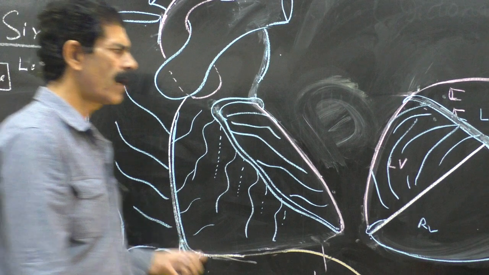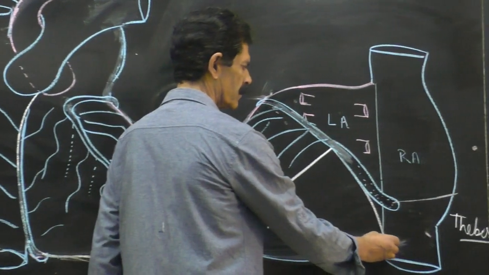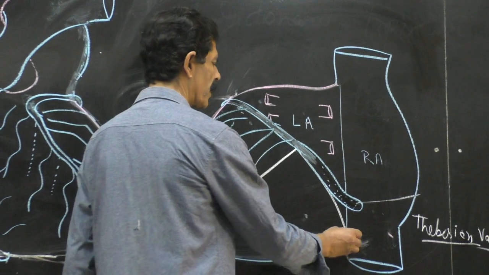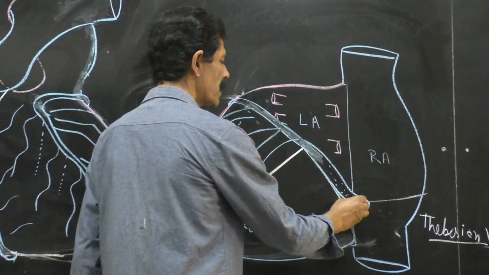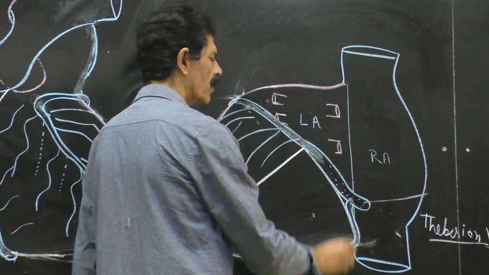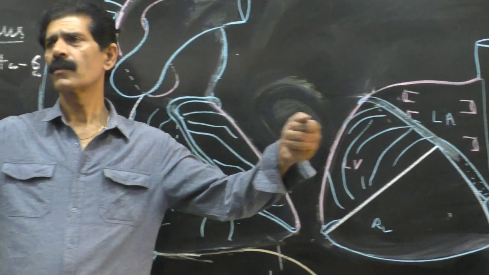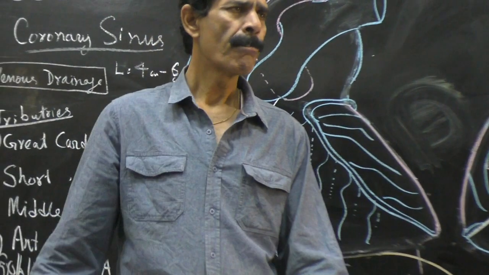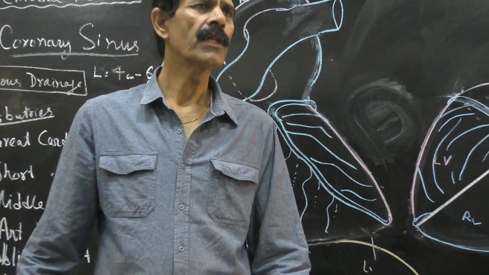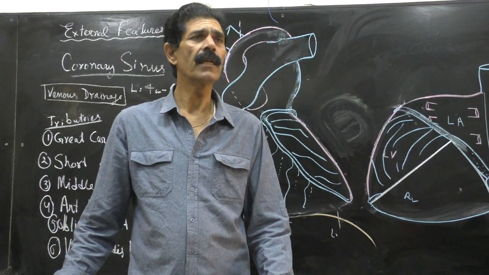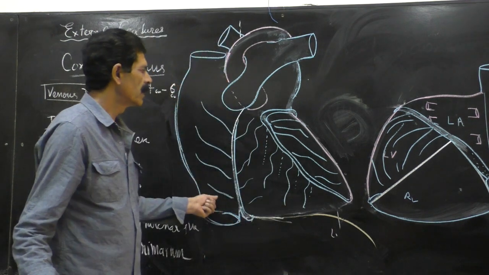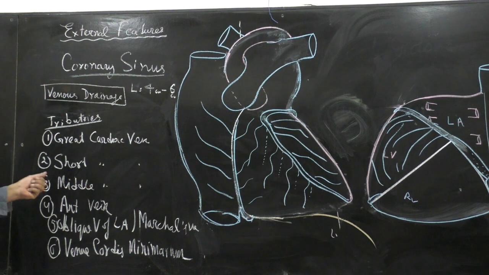The short cardiac vein, now we see here. Now it reaches the diaphragmatic surface, and from here it opens into the coronary sinus. So if you measure it, it is comparatively smaller. That's why it's called the short or the small cardiac vein. So it drains the lesser area of it.